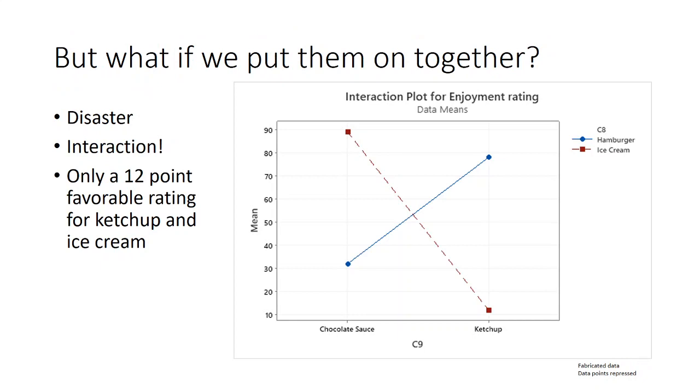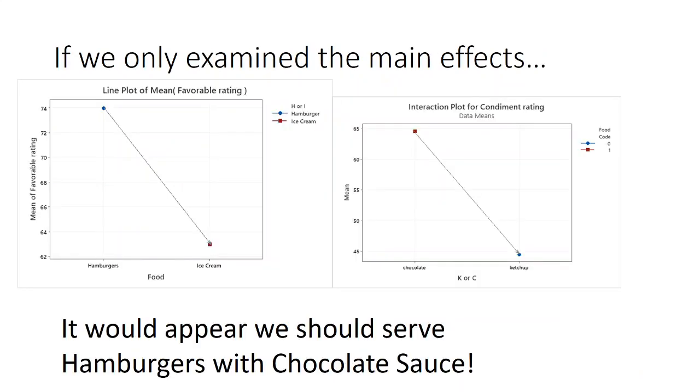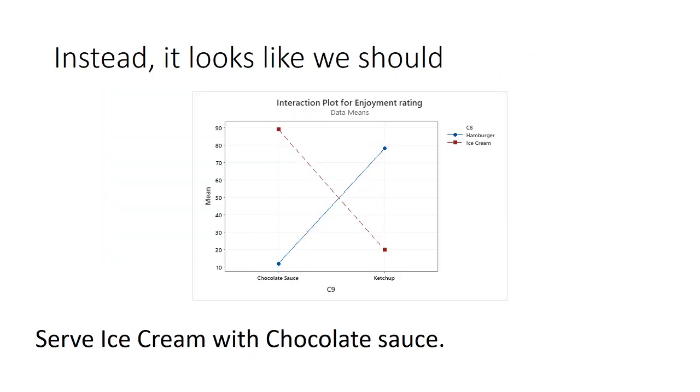Well, it's a disaster. If we put ketchup on our ice cream, very, very few people like that, although I guess there are some people who do. And if we put chocolate sauce on our hamburgers, very few people are going to like that. So if we only examine the main effects, we could be in trouble. If we just took the top ones, hey, hamburgers look good. Most people like hamburgers. Most people like chocolate. So let's put them together.